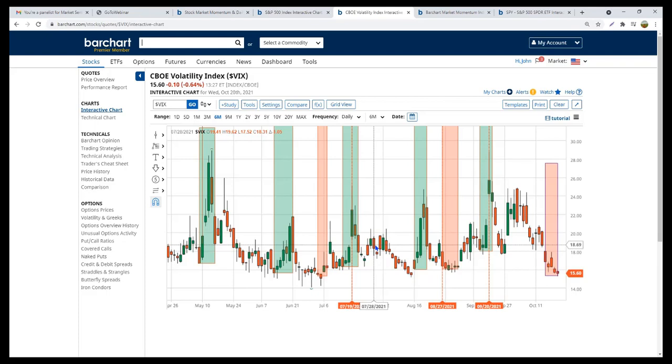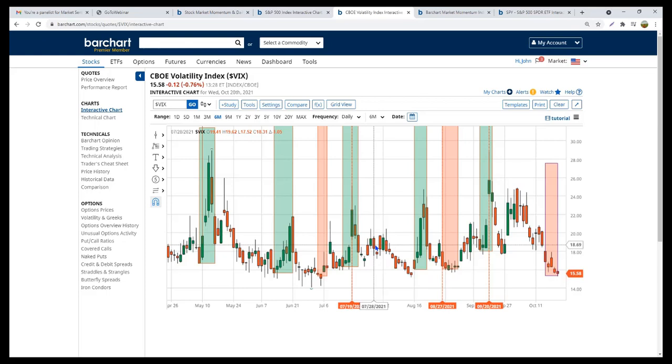But when it gets below, let's say, 16, then that is an indication that there is a certainty or complacency about the market, about risk. In other words, the market feels calm and comfortable, and this is a bullish sentiment, right? But when we get too low on the VIX, this tells me that the market participants don't fear a downside, and that could be dangerous.